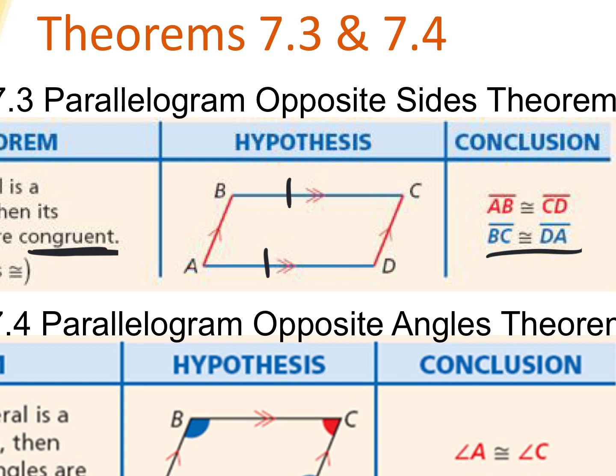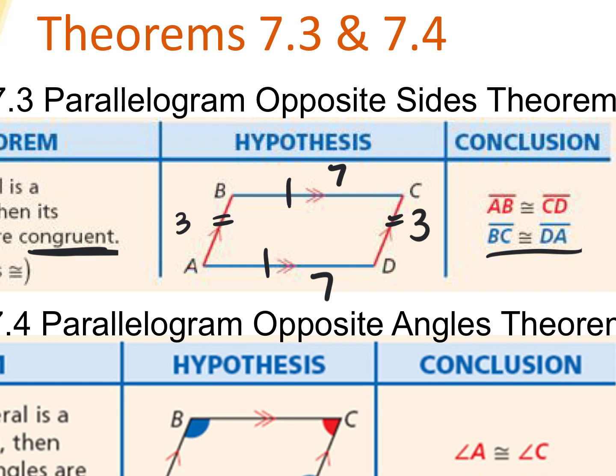So not only are they parallel, but they're also the same size. So if BC was 7, what would AD be? 7. Easy, right? Now, AB and CD do not have to be the same length. They don't have to be 7, right? Let's say AB was 3. AB has to be the same length as CD. So both of those have to be 3.